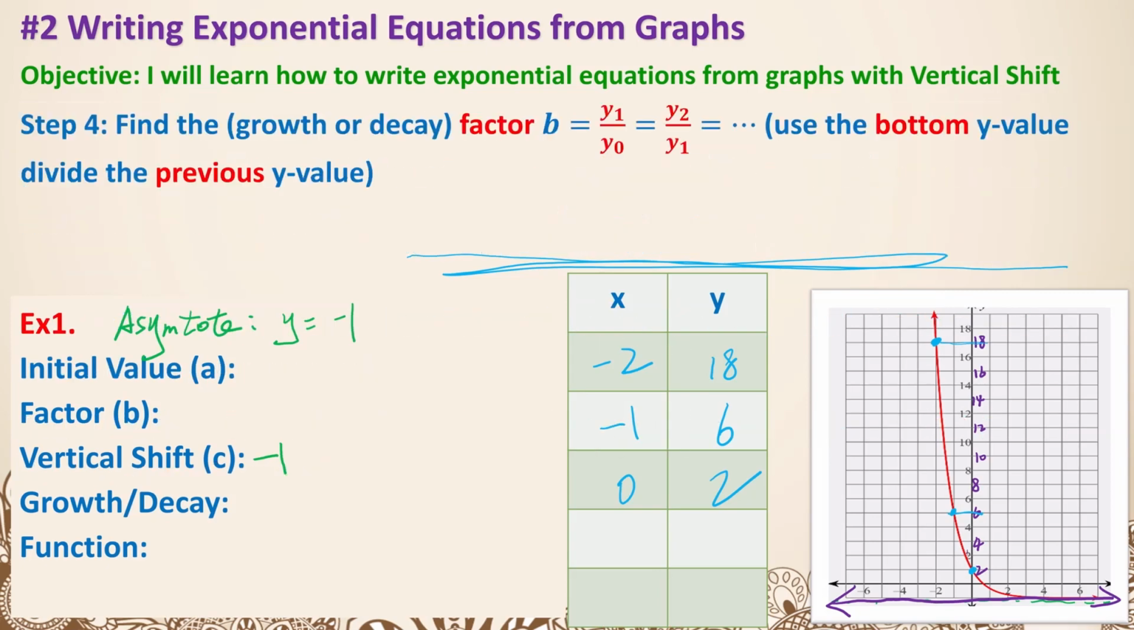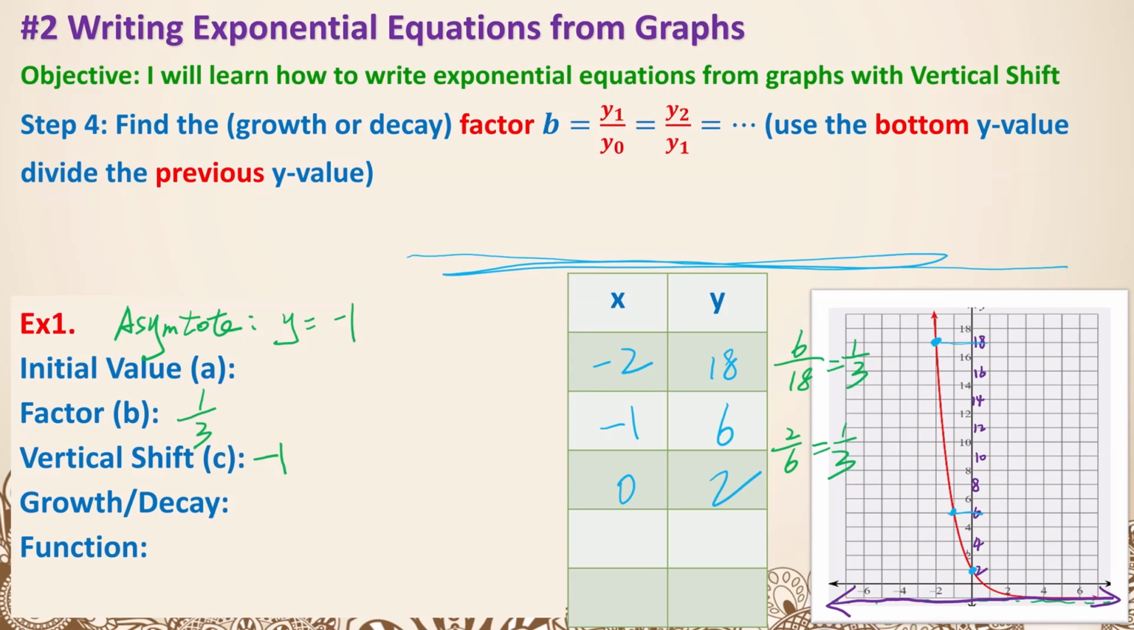So next, we are going to find the factor. Now you see, if you use the bottom number divided by the previous number, 6 over 18, that simplifies to be 1/3. 2 over 6, that also simplifies to be 1/3. So this is why we have to check two pairs of numbers so that we're very clear on if c is equal to 0 or does not equal 0. So now we know the factor has to be 1/3.